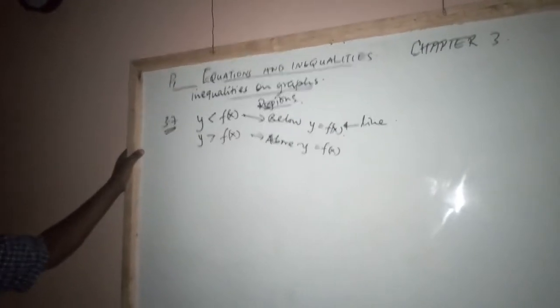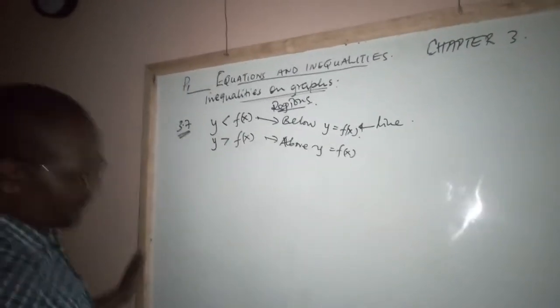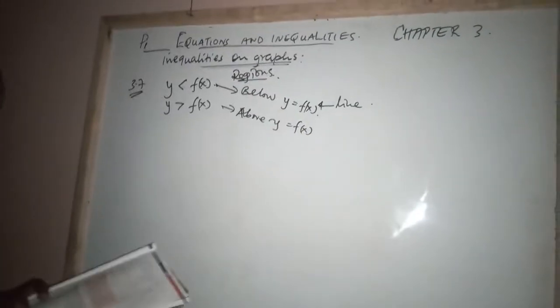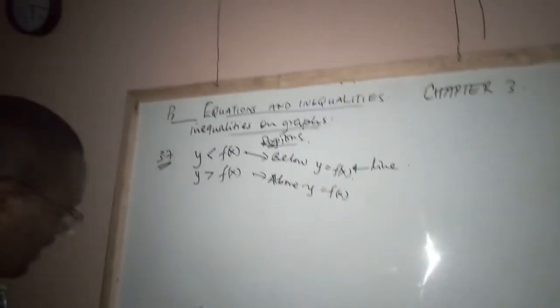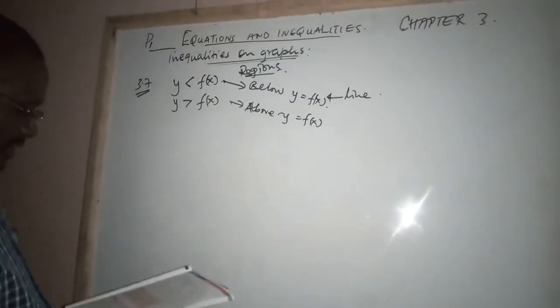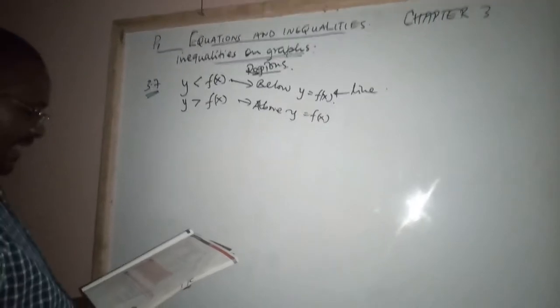Under 3.7, we are going to talk about region and say the following. You can use shading on a graph to identify regions that satisfy linear and quadratic inequalities.